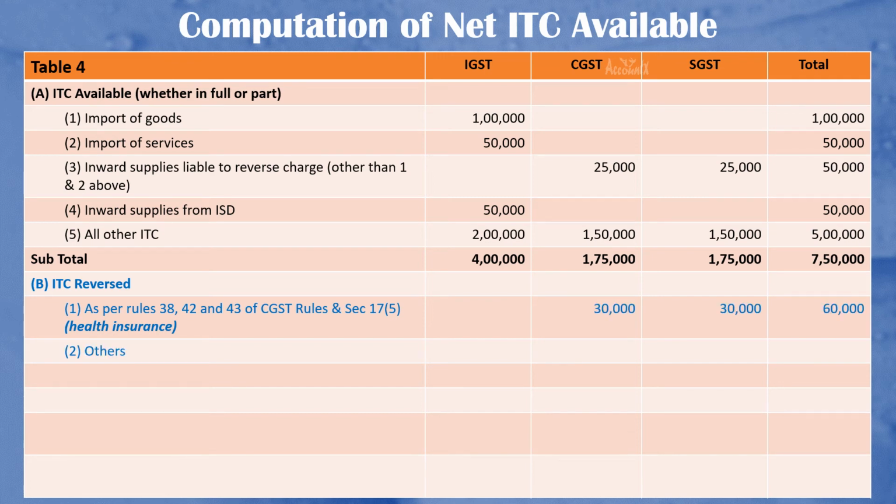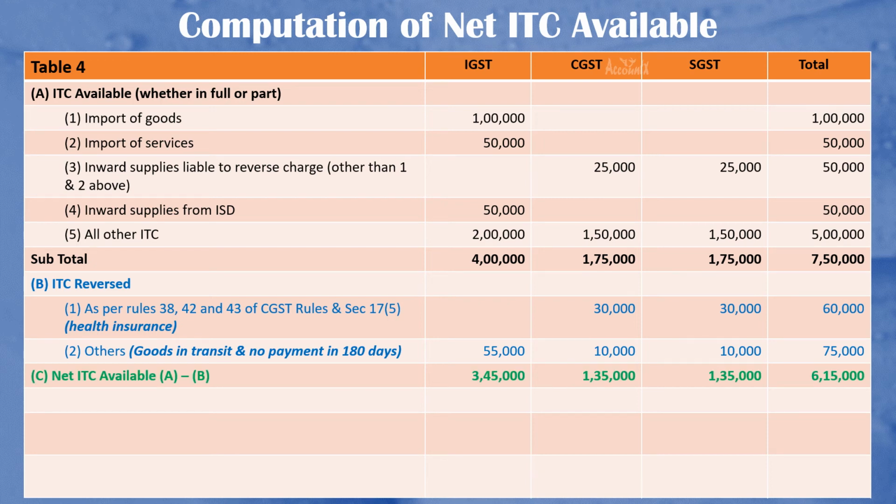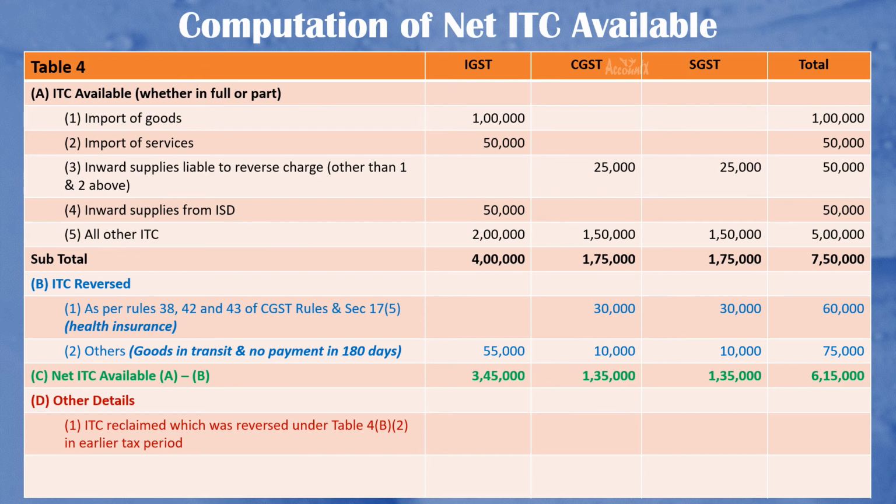Next, others. Here IGST of 55k because goods in transit, that is to be reversed, and then payment is not made within 180 days, so 10,000 each CGST and SGST has to be reversed. So the difference between the two would be net ITC available. Let's now see what information we have to report in part D, that is other details. First, ITC reclaimed which was reversed under table 4B2 in an earlier tax period. If you have any input tax credit reversed and if you are eligible to reclaim this, you can report such transactions here. For example, this goods in transit and no payment in 180 days.